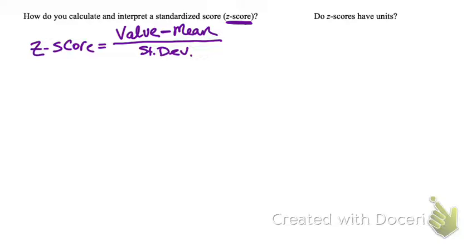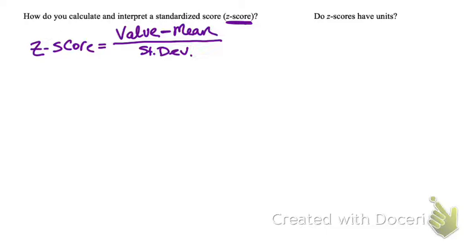Now, this is how I can standardize any distribution and put it onto a standard Z-score distribution. Then I can compare them to each other. So once I standardize Macy and Brody's score, I can then compare and see who really is further above.